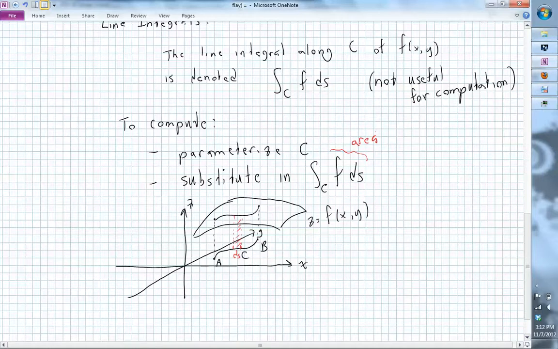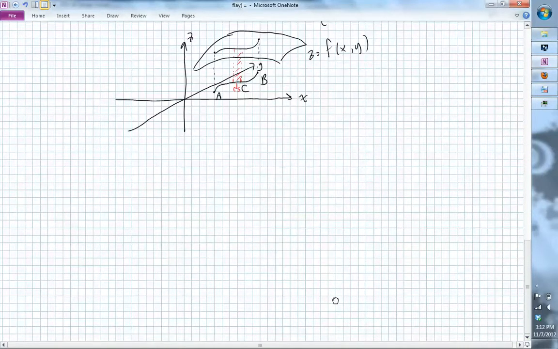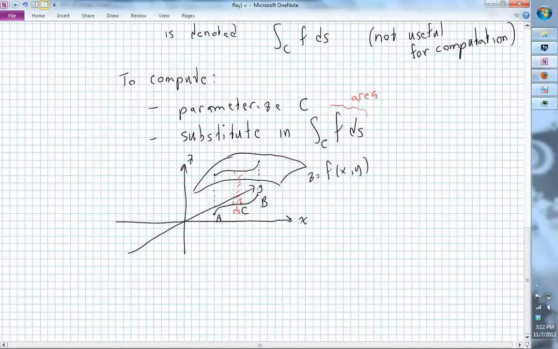Okay, given all of this information, let's see if we can't turn this integral into something that we can actually compute. Okay, so we need a parameterization of C, which I'm going to call R. I don't remember what David calls it in the book. And it's R, and T goes from A to B.